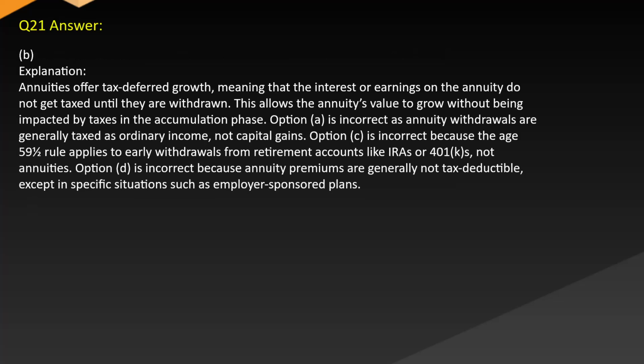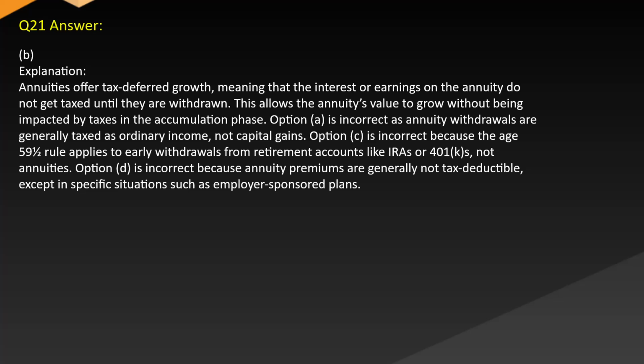Answer B. Explanation. Annuities offer tax-deferred growth, meaning that the interest or earnings on the annuity do not get taxed until they are withdrawn. This allows the annuity's value to grow without being impacted by taxes in the accumulation phase. Option A is incorrect as annuity withdrawals are generally taxed as ordinary income, not capital gains.